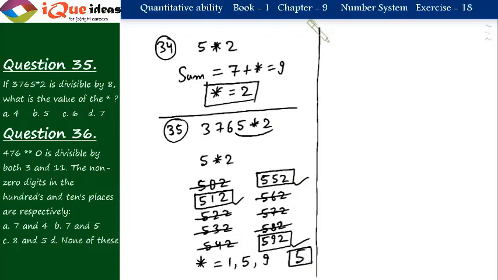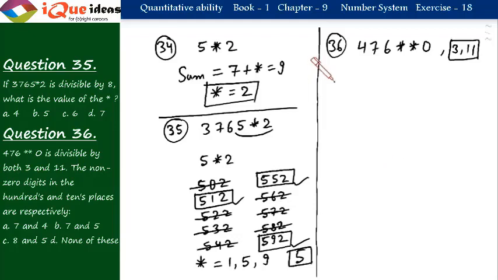Now, the next question, question number 36. It says 476**0, so there are two stars and 0, is divisible by both 3 and 11. The non-zero digits in the hundreds and tens places are respectively... Now in this question, instead of solving, you put the values and check.